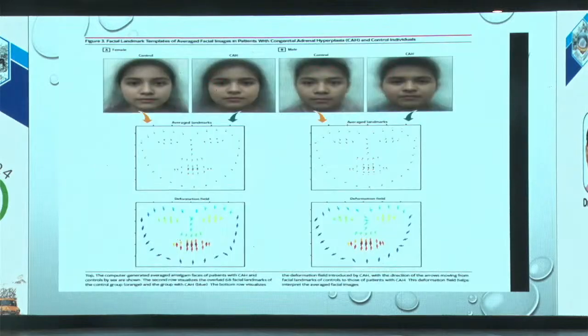This is a composite of all the patients, a female with CH, a male with CH. This was a composite picture of all the patients who had come to the clinic, the control and the normal.